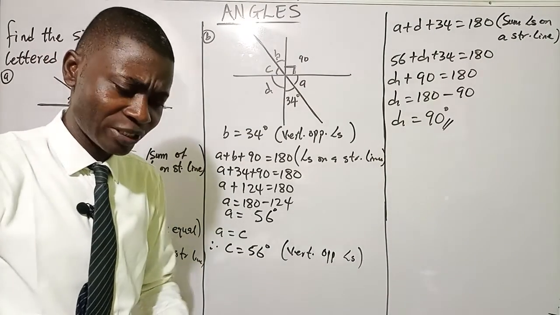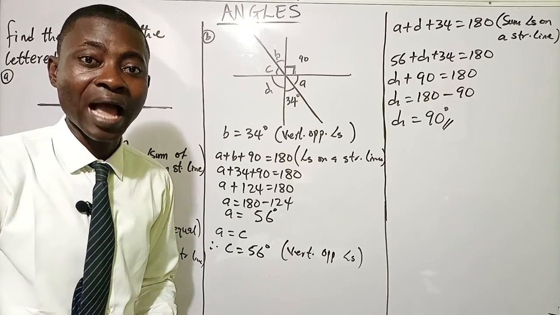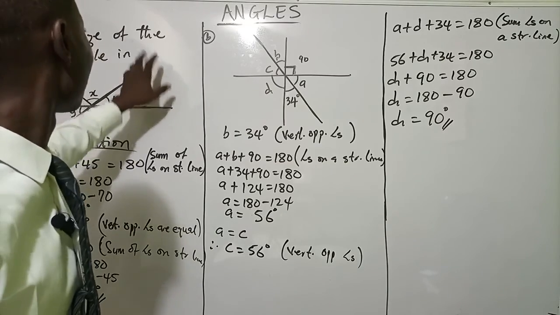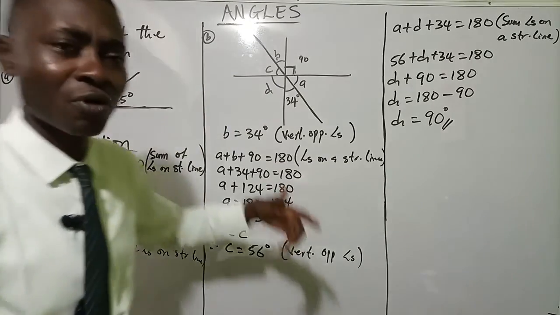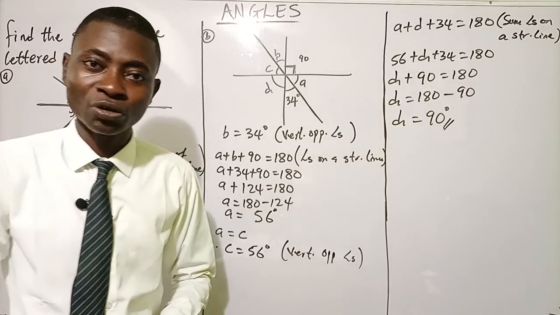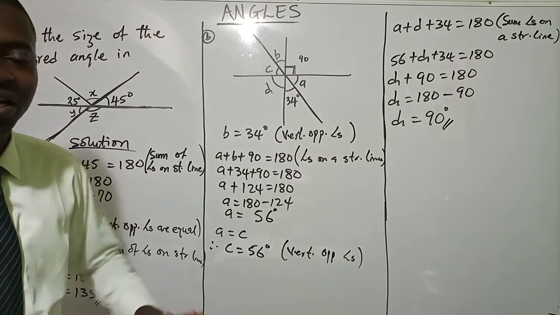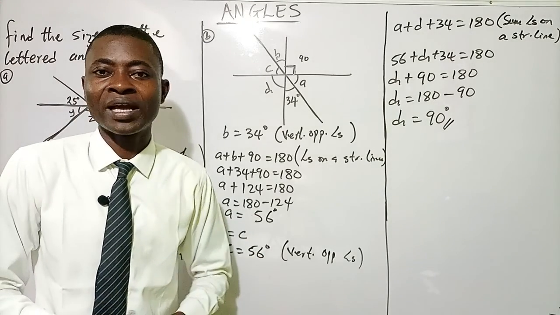So I encourage you to please pick up a textbook, pick up past questions. I assure you that questions relating to this, applying these three laws: sum of angles on a straight line, vertically opposite angles, sum of angles at a point. If you go through this example that you have solved over and over again, you will be able to attempt those questions, and I can assure you, you will get the correct answer.